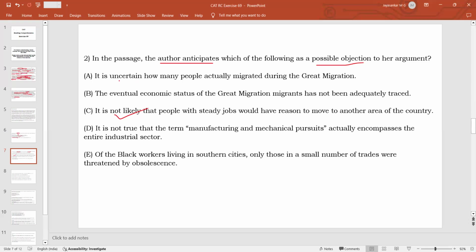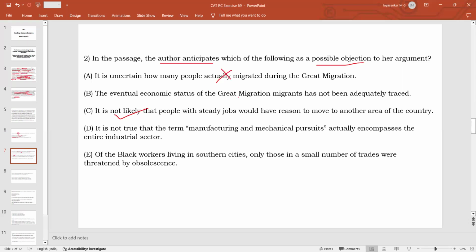For the sake of argument, we can go through the other options. Option A: it is uncertain how many people actually migrated during the Great Migration. It is very clearly stated that 10% of the black population migrated. So this is a fact, and there is no objection that the author is anticipating. If the author expected an objection, she would have clearly given documents to prove that this is correct. So this will not be an anticipated objection.